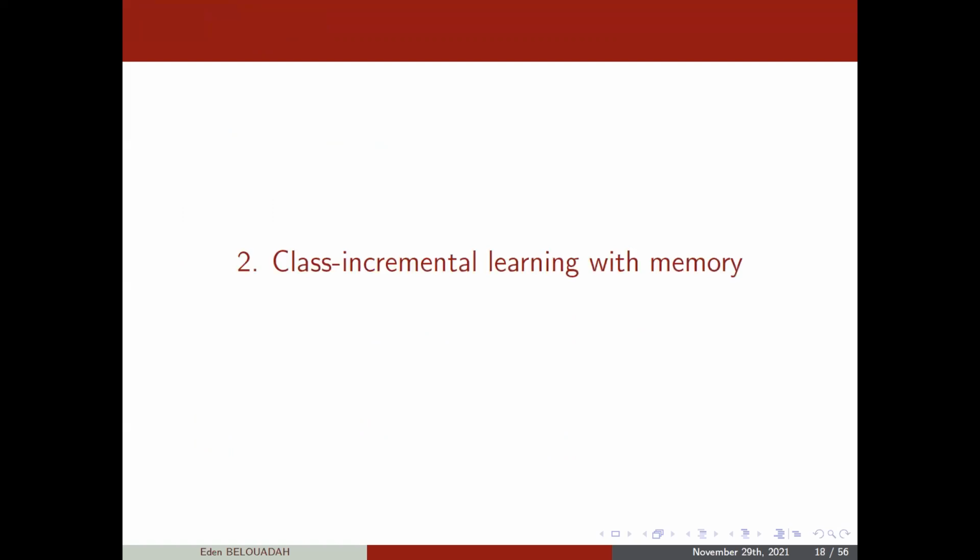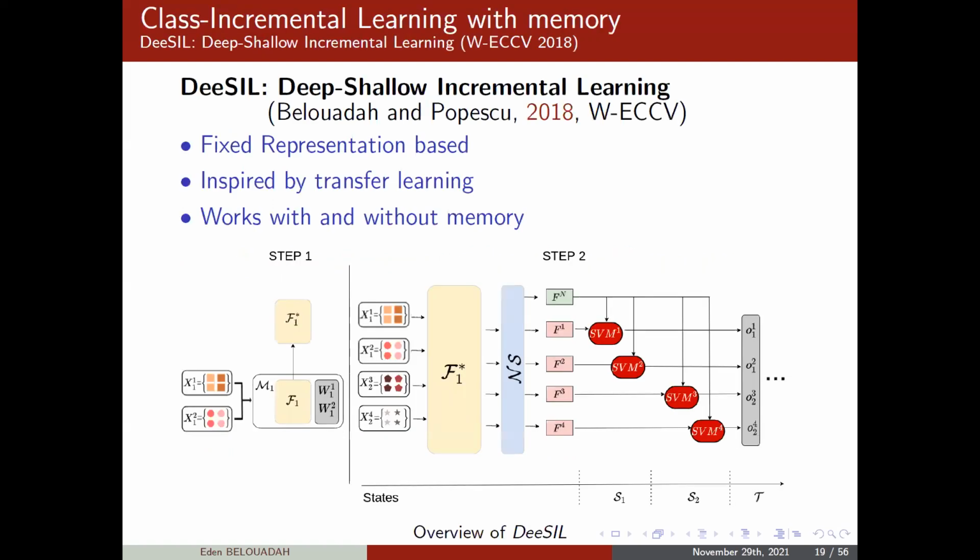Now I will pass to present our contributions with memory of the past. The first method is called DSL, or Deep Shallow Incremental Learning. This method is based on fixed representation and is inspired by transfer learning. It has two main steps. In the first step, we train the fixed representation on the first batch of classes. And once the model is trained, we use the fixed representation in all the subsequent states.